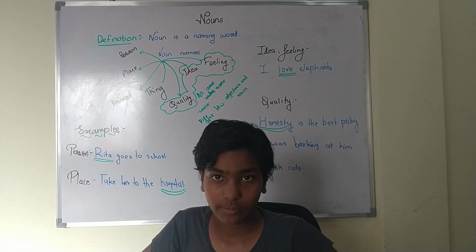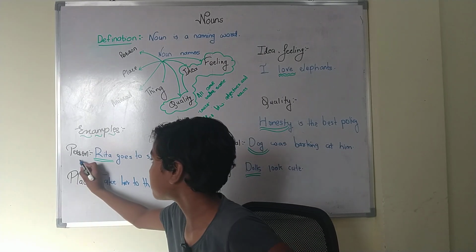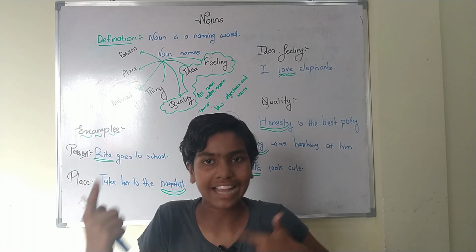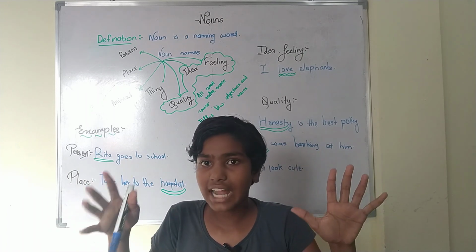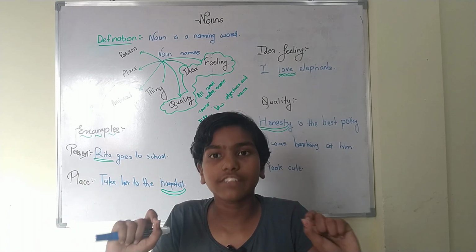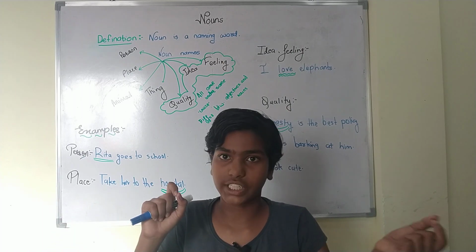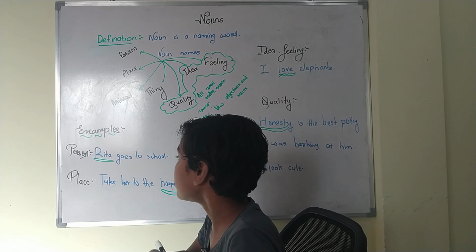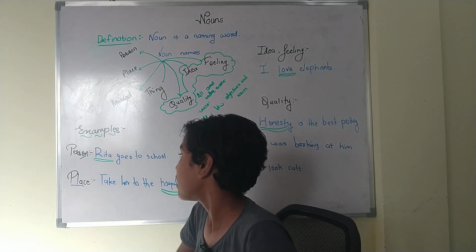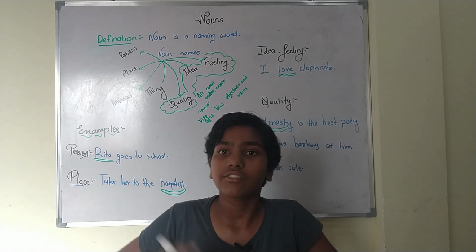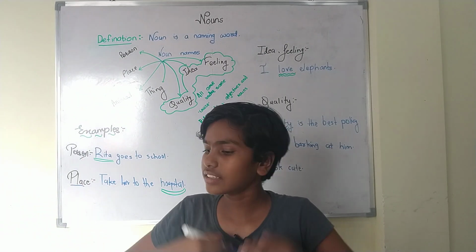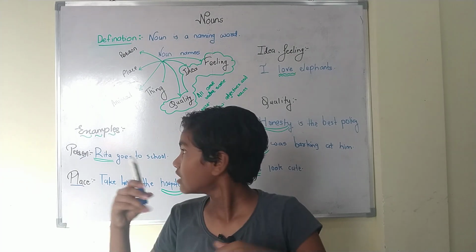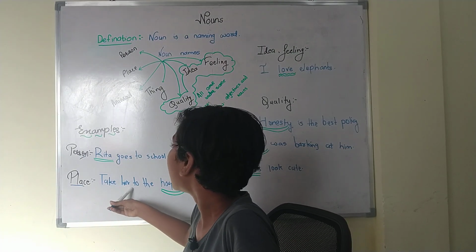Rita goes to school. Now here, if I talk about the person, only one person is doing the action of going to school. Who is that? That is Rita. And here we will also learn about subject and object. What is subject place? What is object place? Now we will learn about place. Place is somewhere we are actually going, like the cinema or something like that. So it's the place.